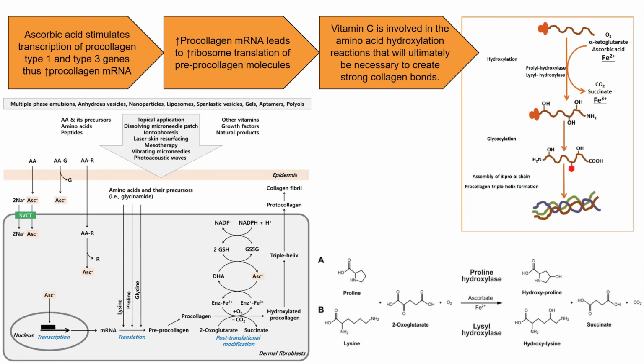For navigating this slide, note that anywhere that you see ASC, ascorbic acid, or ascorbate, it's referring to vitamin C. Ascorbic acid stimulates transcription of procollagen type 1 and type 3 genes, which increases procollagen mRNA. This increases ribosomal translation of pre-procollagen molecules. Vitamin C is also involved in the amino acid hydroxylation reactions that will ultimately be necessary to create strong bonds in collagen. And you can see that in the bottom right, where the amino acids proline and lysine are hydroxylated with the help of ascorbate.